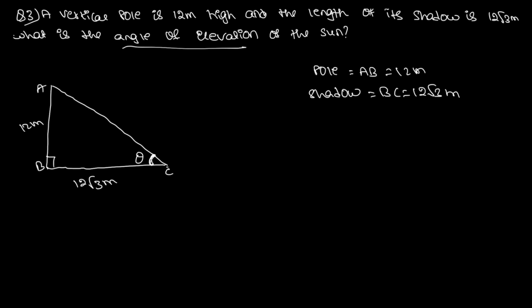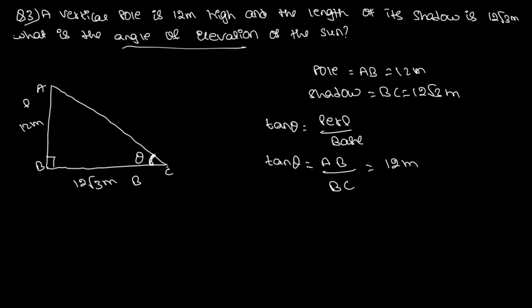So here we have this base and perpendicular side. So what is the trigonometric function? We'll be having tan theta, which is equal to perpendicular by base. Right. What is our perpendicular? Which is AB and our base is BC. So here we can have AB value is 12 meters and BC value is 12 root 3 meters. So here we can simplify this. We'll get tan theta simplified value is 1 by root 3.